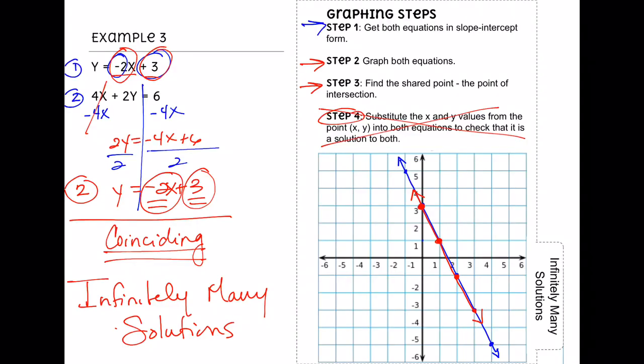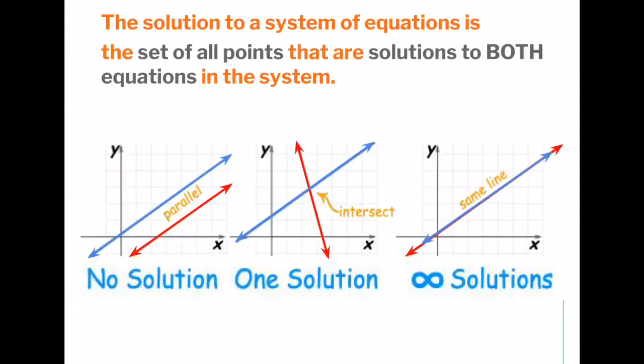So those are the 3 basic types of systems of equations, the types of answers that you can get. Let's sum it up here on the next page. The solution to a system of equations is the set of all points that are solutions to both of the equations in the system. If you have parallel lines, they will never meet. They will never share a point. So they have no solution. The system has no solution.